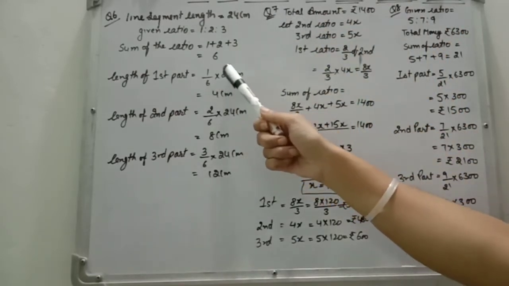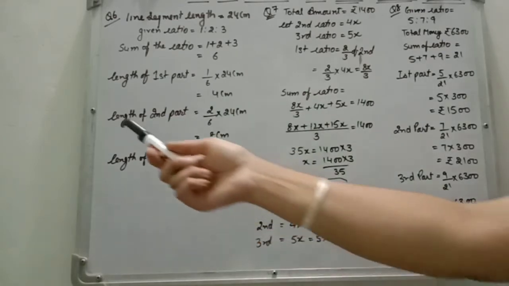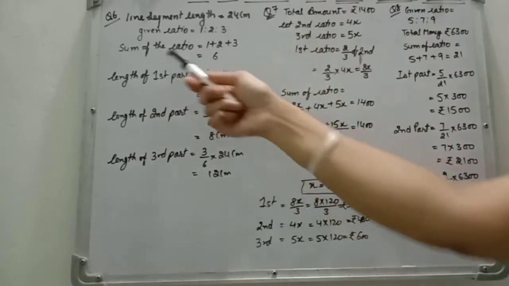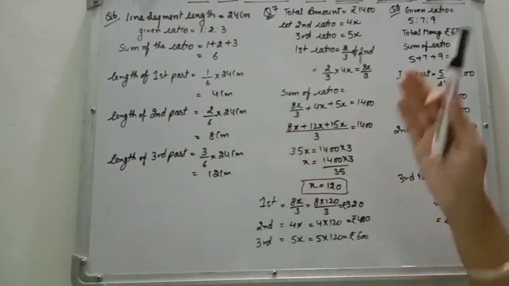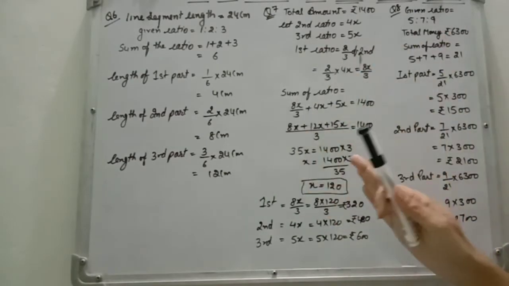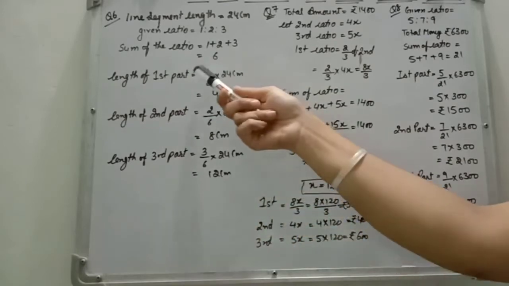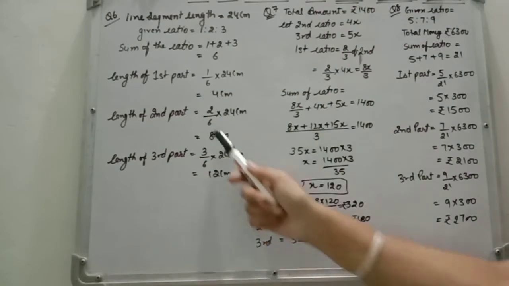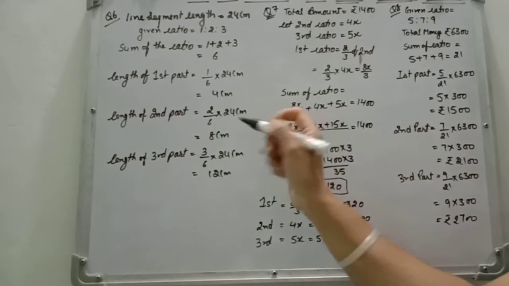6 4s are 24. 4 multiplied by 1 is 4 centimeters. That is the answer. Same for the second part. What is the second ratio? 2 divided by the sum of the ratio, which is 6, multiplied by the length. We will use the same method in every sum of this ratio exercise. First sum the ratio, then multiply like that: first ratio divided by the sum, multiplied by the total.